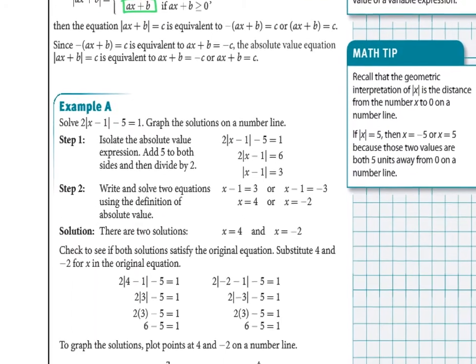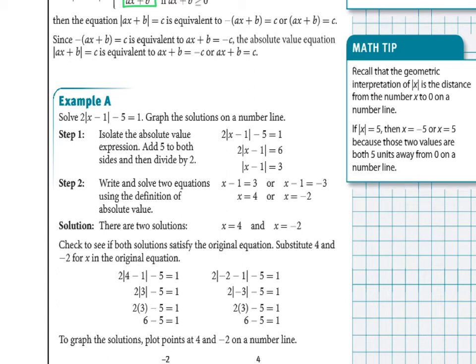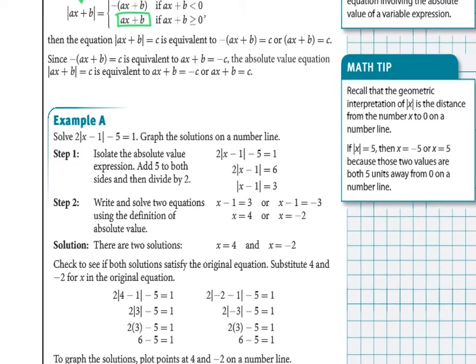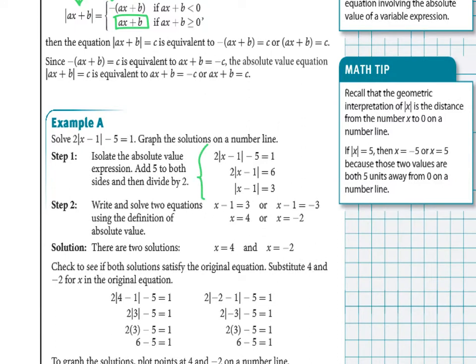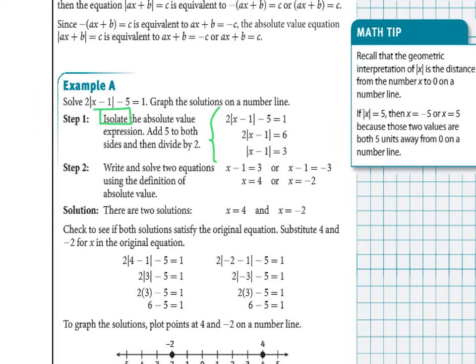There's example A here. You can see 2 times the absolute value of x minus 1, and then the minus 5 there equals 1, and they want you to solve that and graph. So if you notice the steps they're doing, these first few steps are trying to get that absolute value expression by itself. Just like when you solved basic equations in Algebra 1, you did what you had to do to get the variable by itself. So they first had to take care of this minus 5, so they added 5 to both sides. So you see in the second line, it's 2 times the absolute value of x minus 1 equals 6, because 5 was added to both sides.